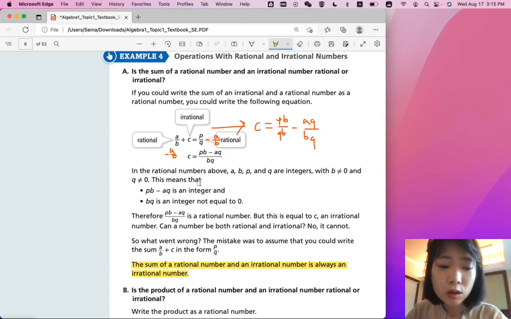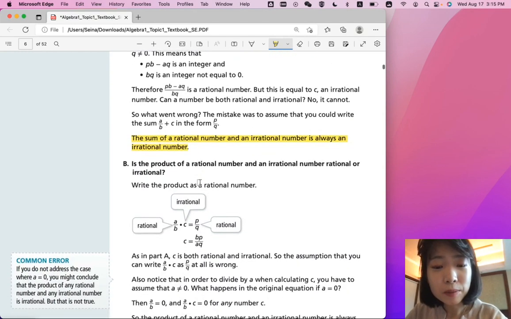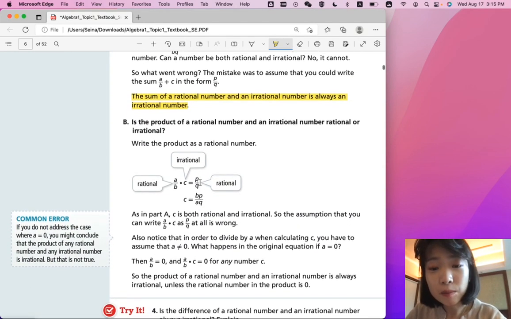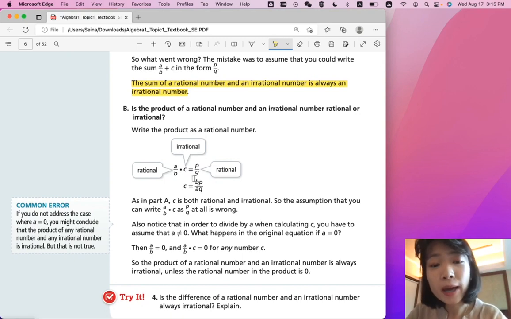Okay, so part B is about the product of a rational number and an irrational number. In the same way, we're going to assume that the product is rational and solve for the irrational number. And bp over aq is a rational number, so the assumption that the product would be a rational number is incorrect. So the product of a rational number and an irrational number is always irrational, unless the rational number in the product is 0.